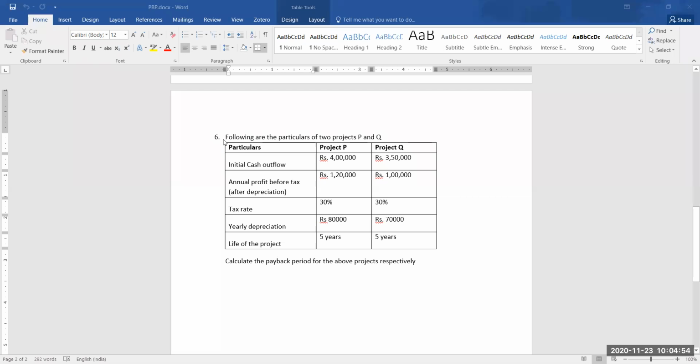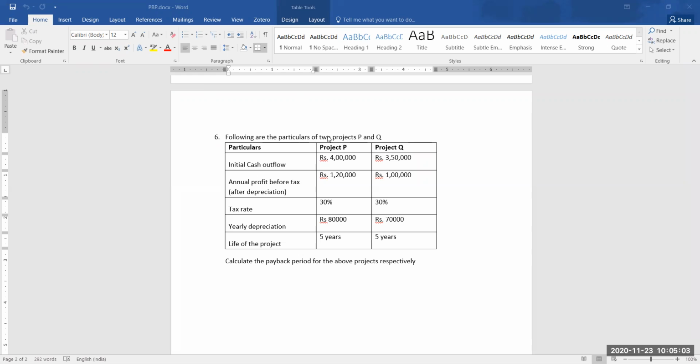Hello students. So today we are going to solve the payback period problem, the last problem, that is the sixth problem. Okay, so let's start. So this is your last problem on the payback period method. So let us understand what this problem is telling us about.